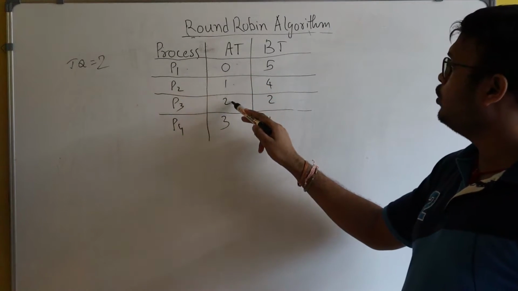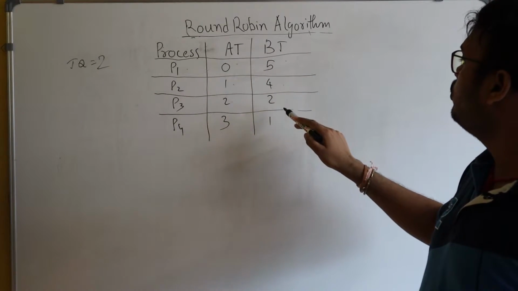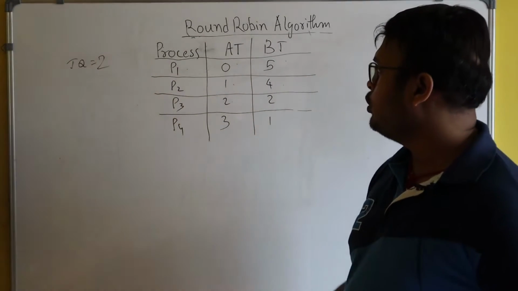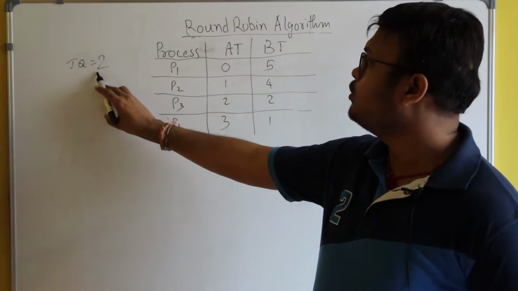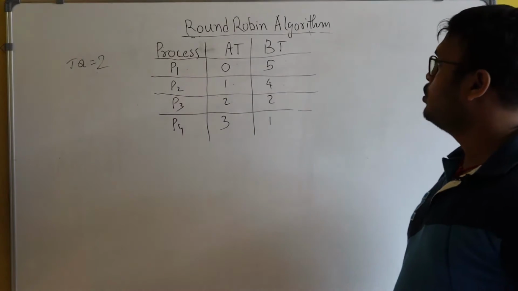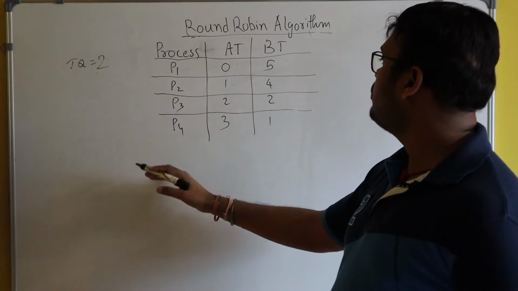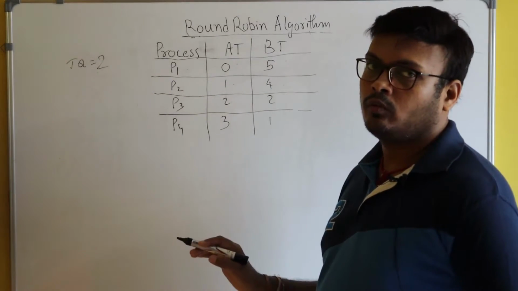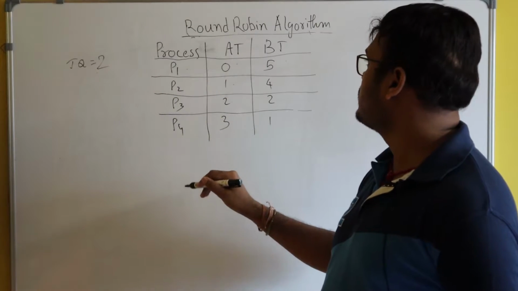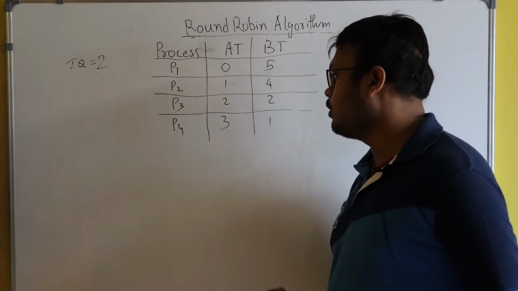0, 1, 2, 3, and the burst times are 5, 4, 2, 1. And also you see time quantum is given as 2 seconds. Okay, TQ is equal to 2 seconds. So we have to find the waiting time and turnaround time, okay, for these processes with the help of round robin algorithm. So let's see how.